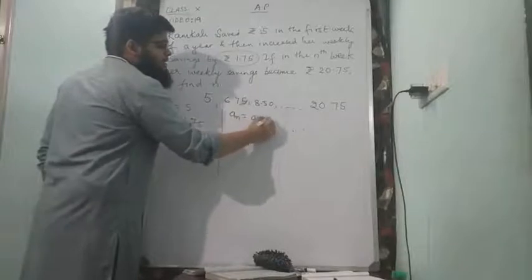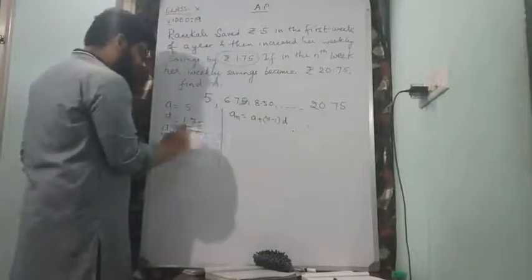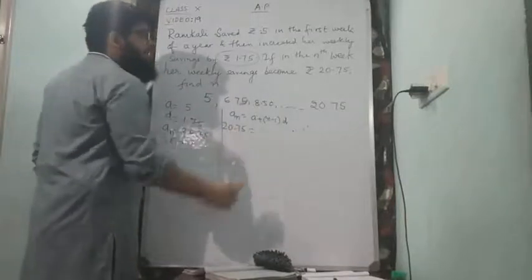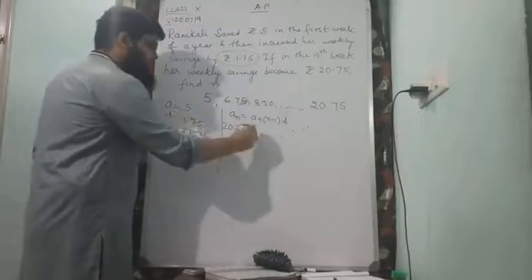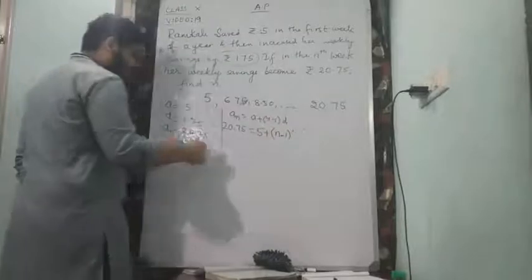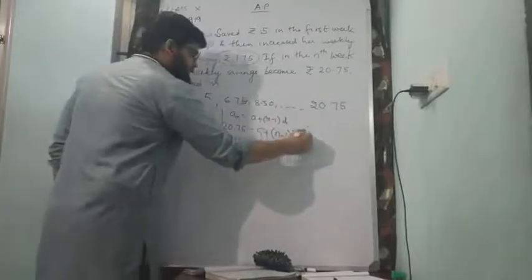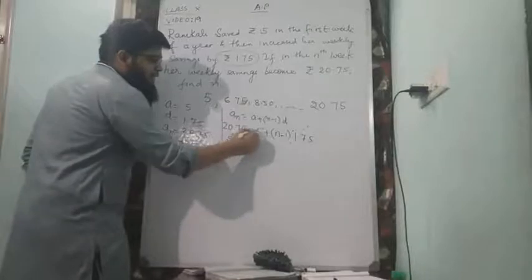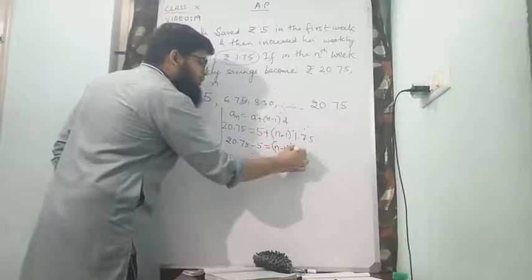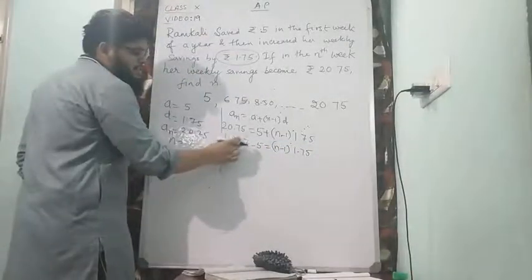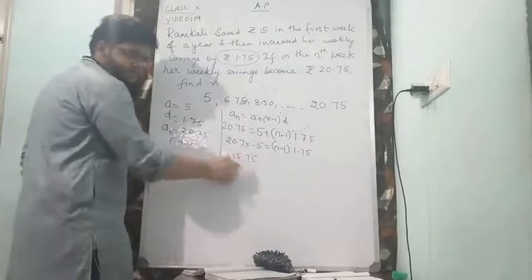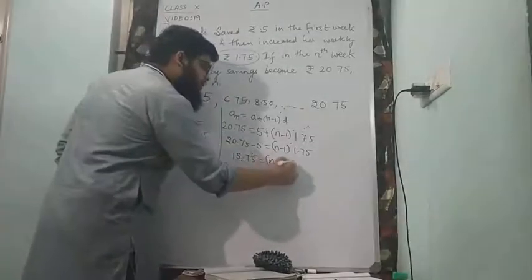AN is equal to A plus n minus 1 into D. The value of AN is 20.75, is equal to A is 5 plus n minus 1, we are finding out n, into D is 1.75. Now 20.75, if I shift 5 it will become minus 5, is equal to n minus 1 into 1.75. 20.75 minus 5 is 15.75, correct, because 20 minus 5 is 15, is equal to n minus 1 into 1.75.